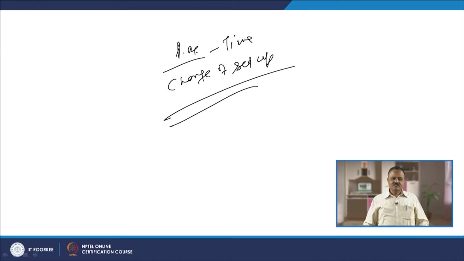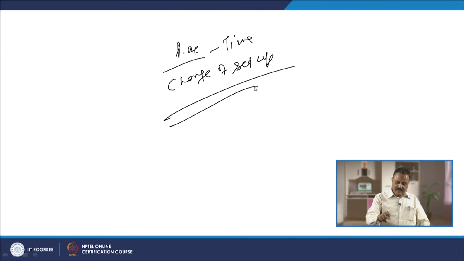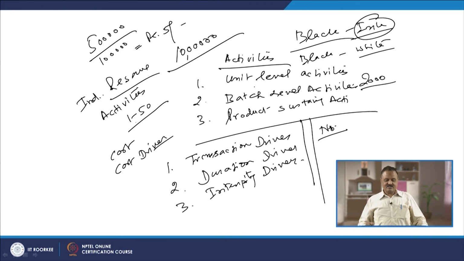So, changing of the setup, the number of production runs, and how much time is taken for completing those production runs, they are known as a different type of drivers, and these drivers we call duration drivers. So, transaction drivers we define in numbers, duration drivers we define in duration, meaning hours, time, and then intensity drivers.